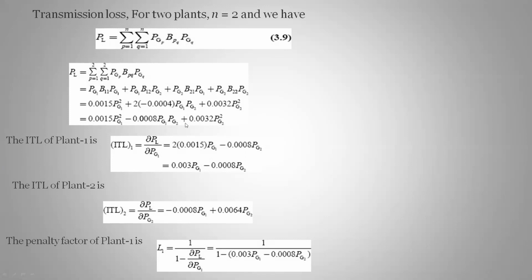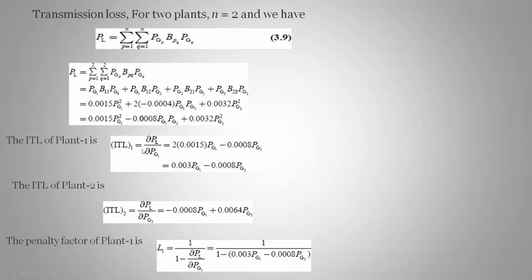0.0015 Pg1 square minus 0.0008 Pg1 Pg2 plus 0.0032 Pg2 square. The incremental transmission loss of plant 1, dou PL by dou Pg1, is equal to, so you are taking the differentiation with respect to Pg1, so 2 into 0.0015 Pg1. So the third term is completely Pg2.